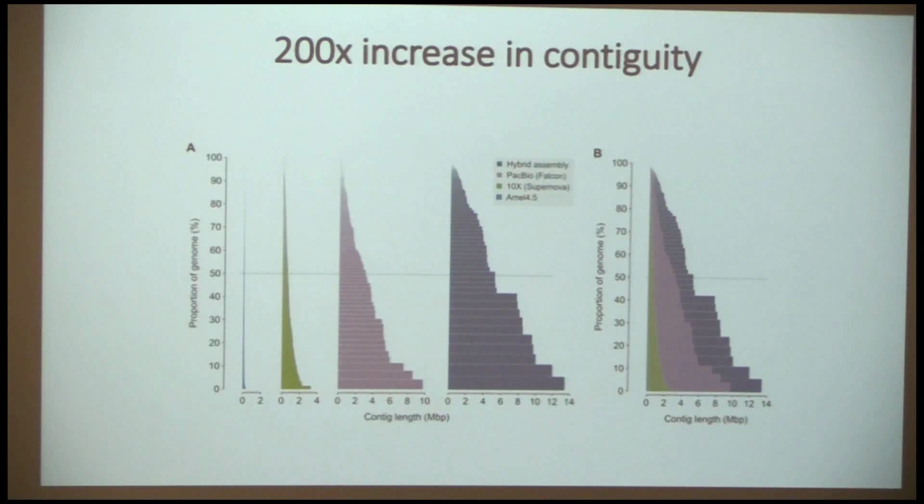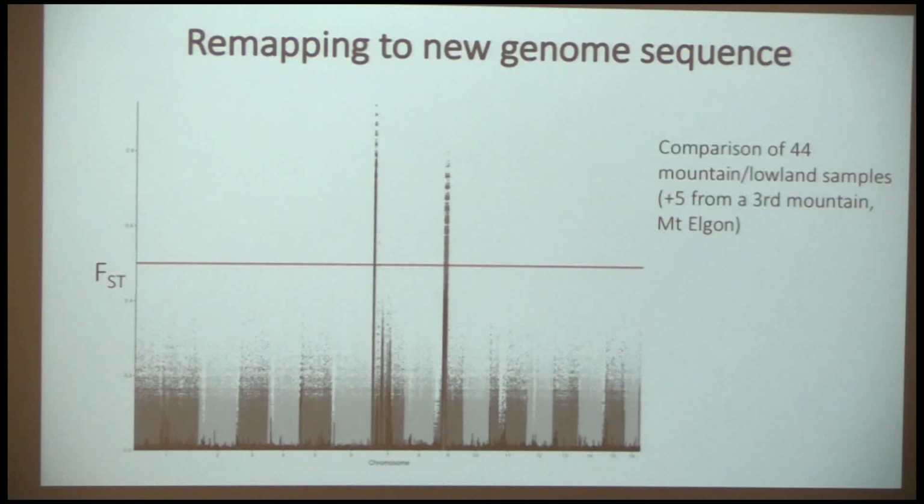Now we can go back to looking at the inversion and see how well that's cleared it up. So here we're remapping the samples to the new genome assembly, and also included some more samples from a third African mountain, which also seems to match the pattern of having the same haplotypes. What we can see now is that we've actually managed to generate contigs across that region where the inversions were present.